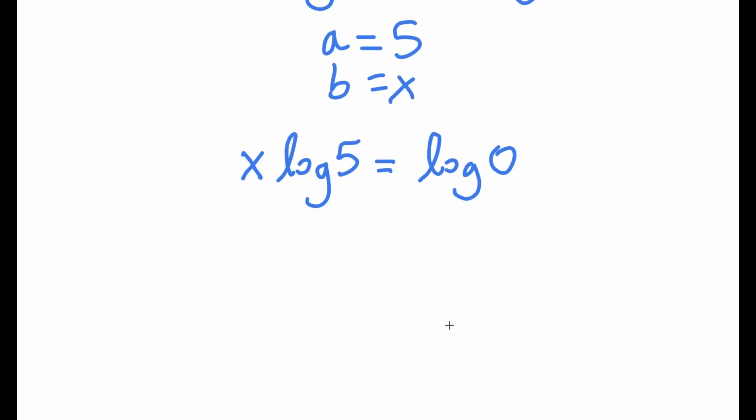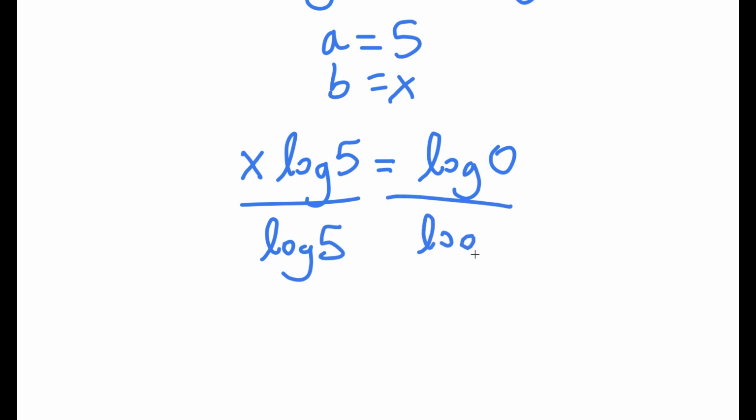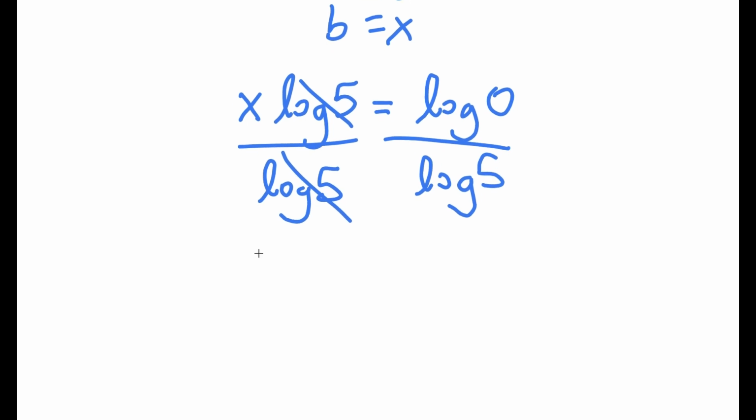Now, from here, I'm going to simply divide both sides by log 5 because we want to find the value of x, so we're going to have to isolate it. So then these two cancel out, and I'm left with x is equal to log 0 over log 5.